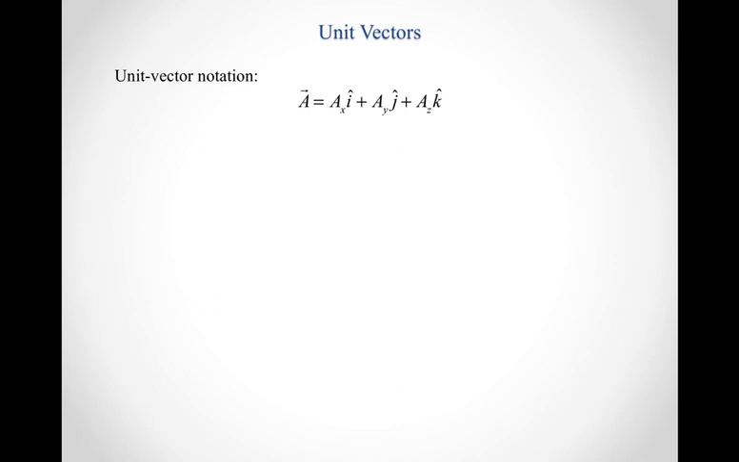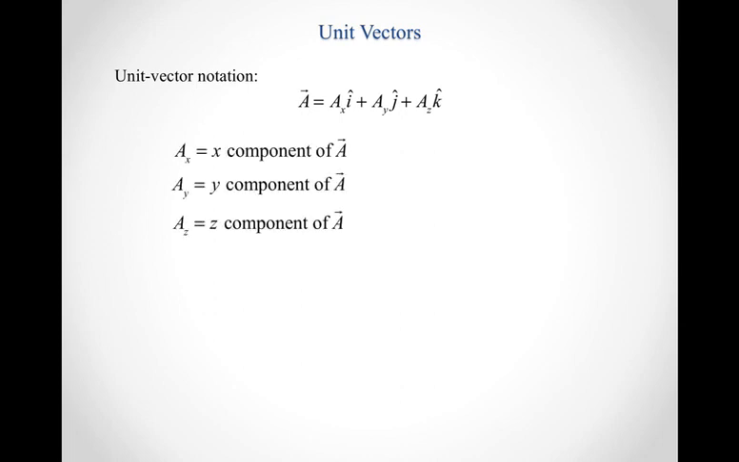So I know which way i hat is pointing because we all agree which way positive x points, and I know what j hat means because we know which direction positive y is. Unit vector notation says we're going to take the 3 components, Ax, Ay, and Az: the x component for vector A, y component for vector A, z component for vector A. I'm going to multiply the x component times i hat, plus the y component times j hat, plus the z component times k hat. This is reporting a vector in unit vector notation.